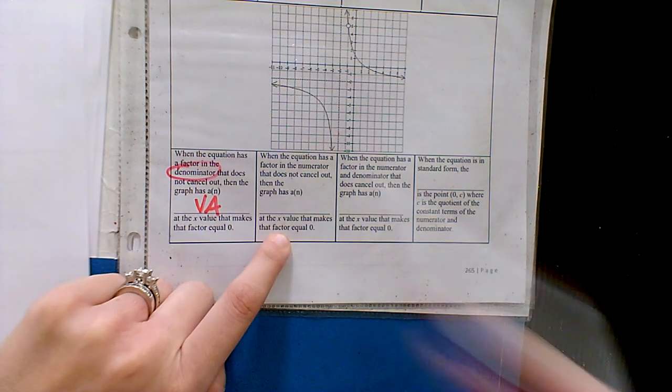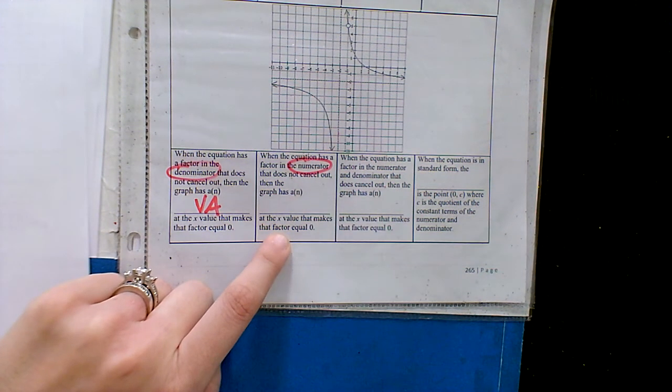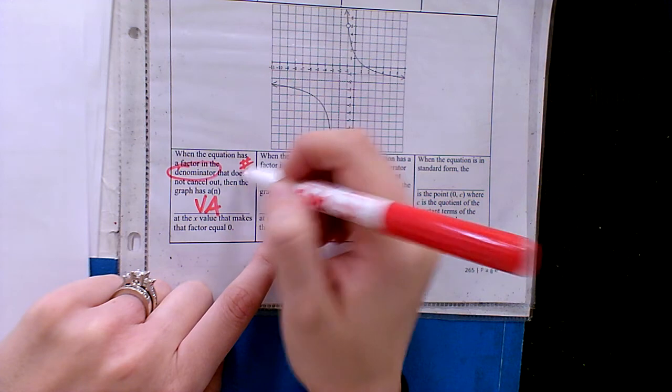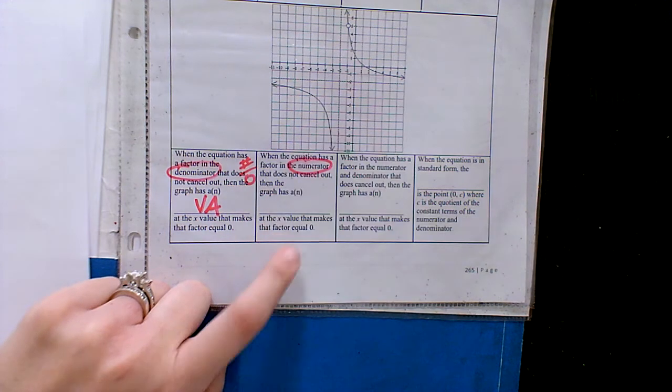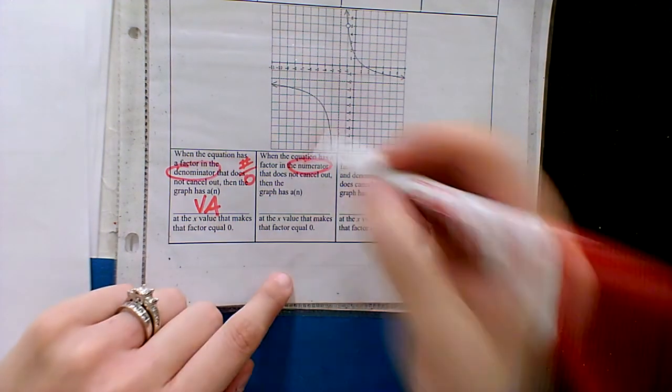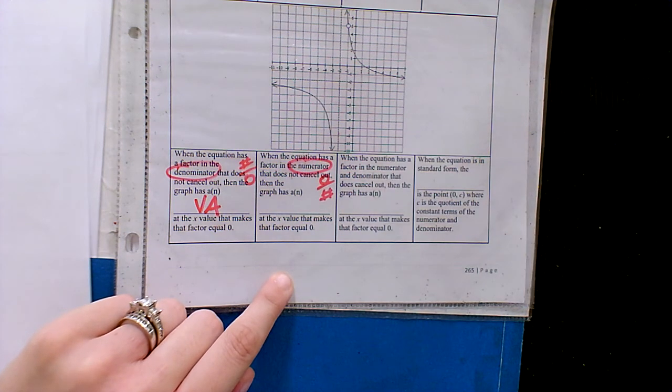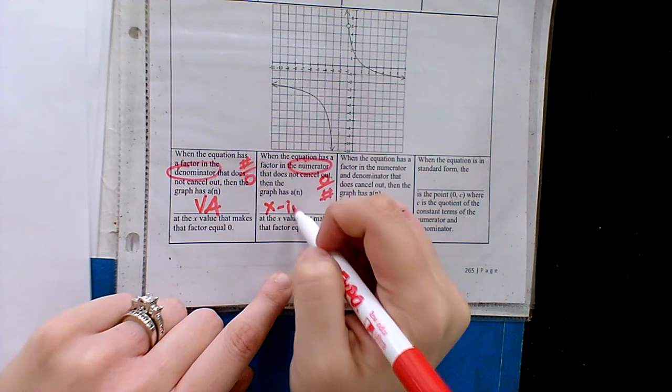What about if we had a factor in the numerator that didn't cancel out? So in our first example, this would be like a number over 0. Okay, we'd have a factor that didn't cancel out. In this case, we have 0 over a number. Yeah? It is an x-intercept.